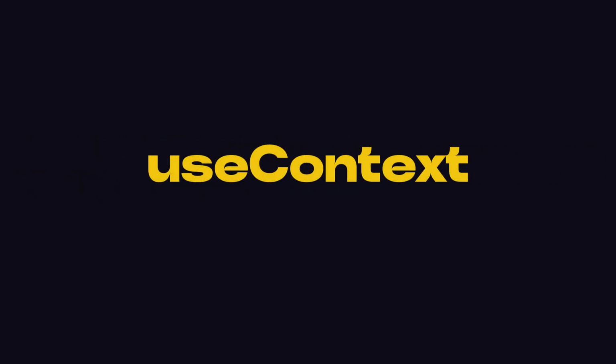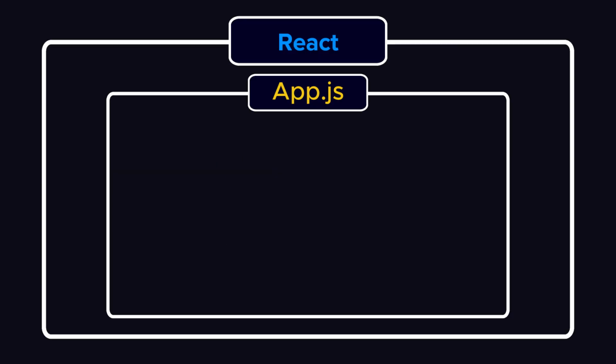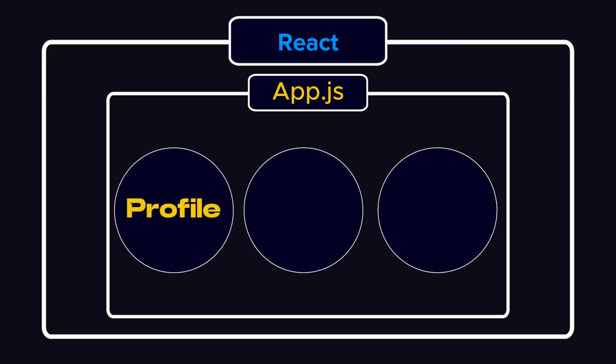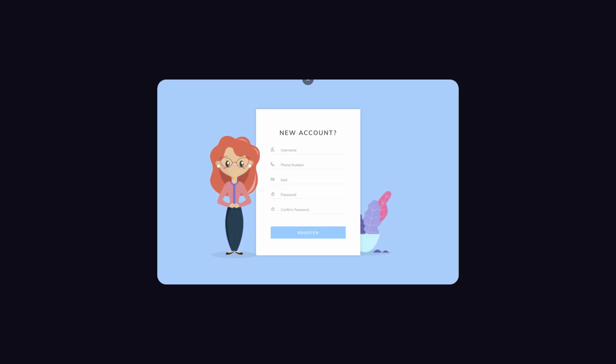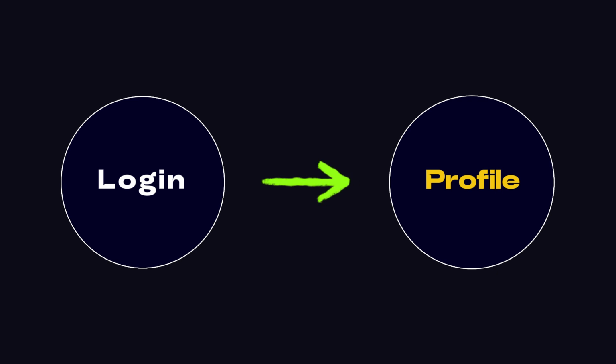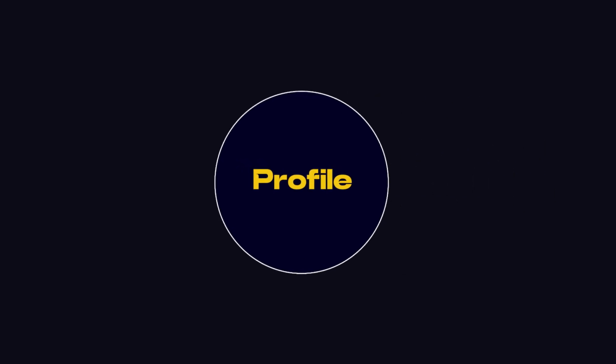Now let's move on to understanding useContext. We have three components: user profile, search, and user login. Suppose a user, John Doe, is not logged in. When he tries to access the app, he will be redirected to the login page to provide his credentials. Once authenticated, he will gain access and be sent to the profile page. But the question is, how does the profile page know that the user is logged in?